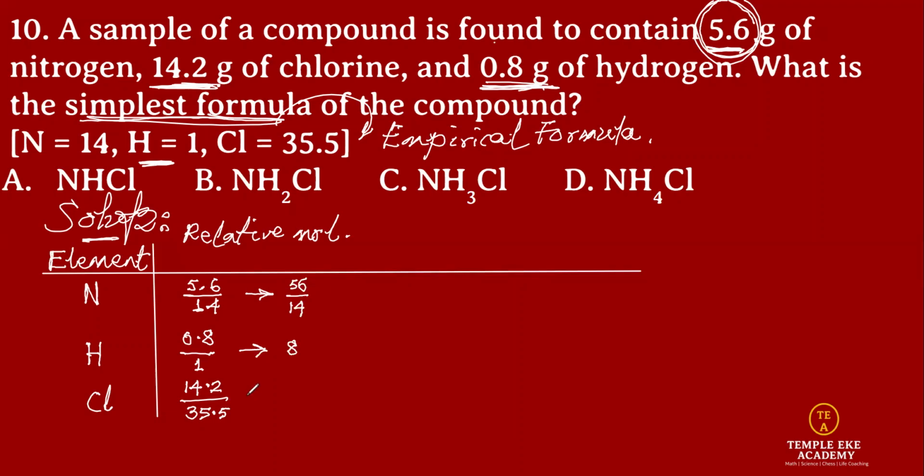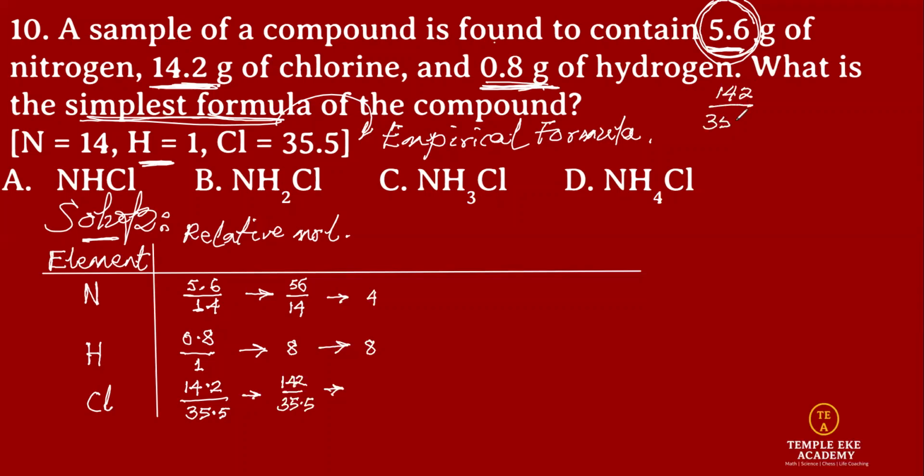And of course, multiply the numerator alone by 10. We have 142 to be divided by 35.5. Each of these values can easily be evaluated. So we have 56 divided by 14 gives us 4. And we still have 8 there. And of course, we can evaluate this roughly by maintaining 142 divided by 35.5.